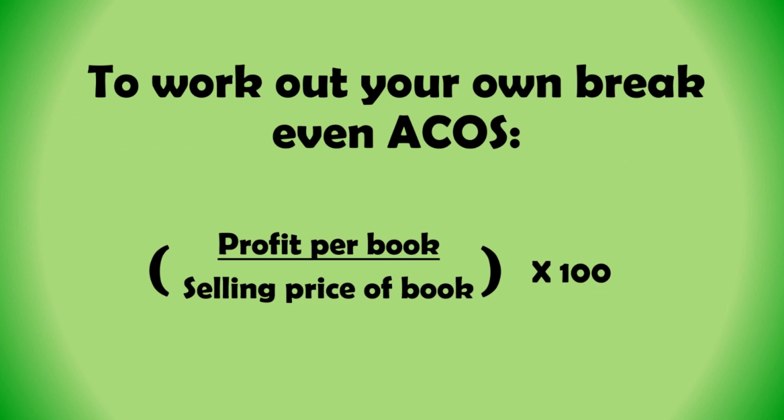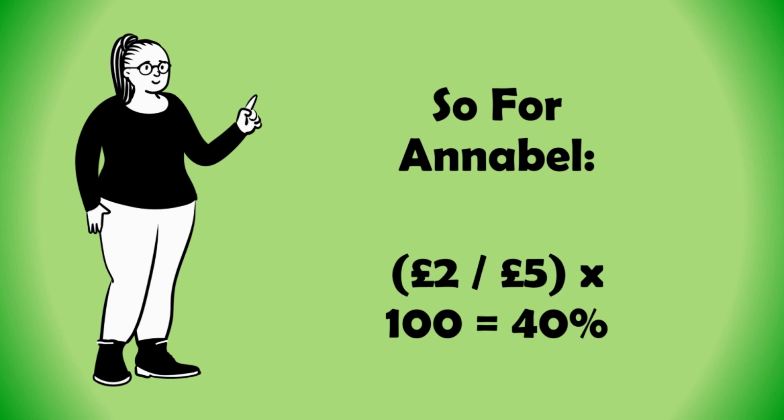So to work out your own break even ACOS, what you need to do is take the profit that you make per book, divide it by your selling price of the book, and multiply that by 100. So let's work through this with Annabelle. We take her profit of £2 per book, we divide it by the sales cost of the book of £5, and then we multiply that by 100. So Annabelle's break-even ACOS, that's the ACOS that it needs to be at that level or lower for her to make money, is going to be 40%.